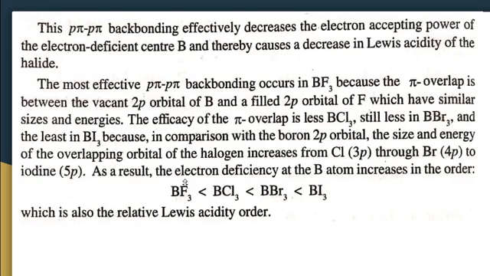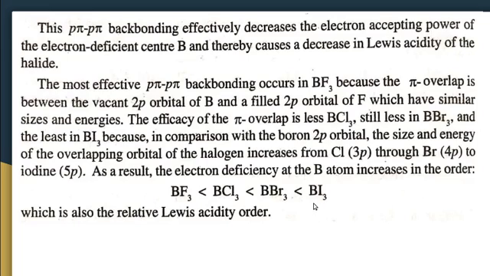BF3 has lower acidity. Electron deficiency decreases because of the back donation of electrons through p pi back bonding. In the case of boron in BF3, it has high electron density because of p pi back bonding, so electron deficiency around boron decreases. So BF3 has lower electron deficiency compared to BI3. BI3 has high electron deficiency, which is also the relative Lewis acidity order. The higher the electron deficiency, the higher the tendency for accepting a pair of electrons, so it can act as a Lewis acid.